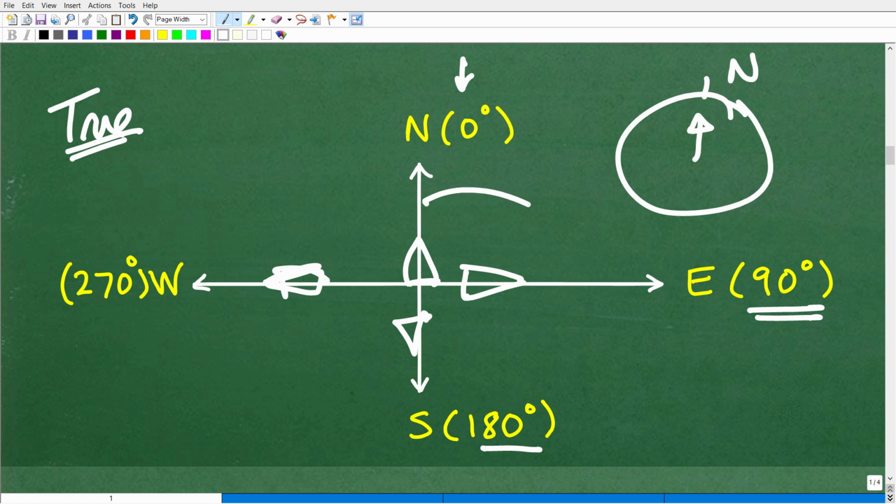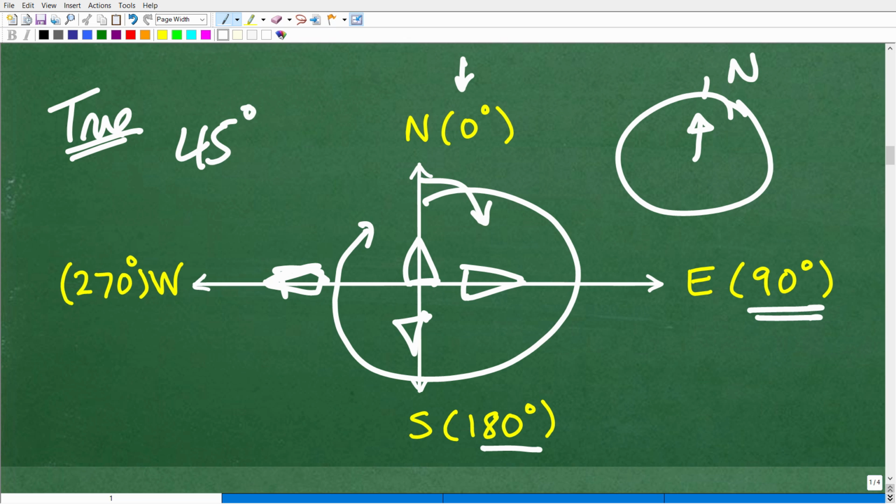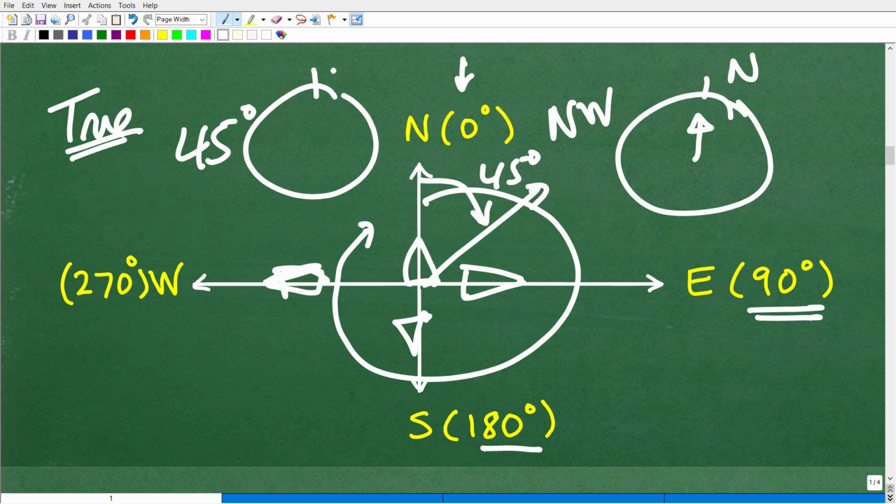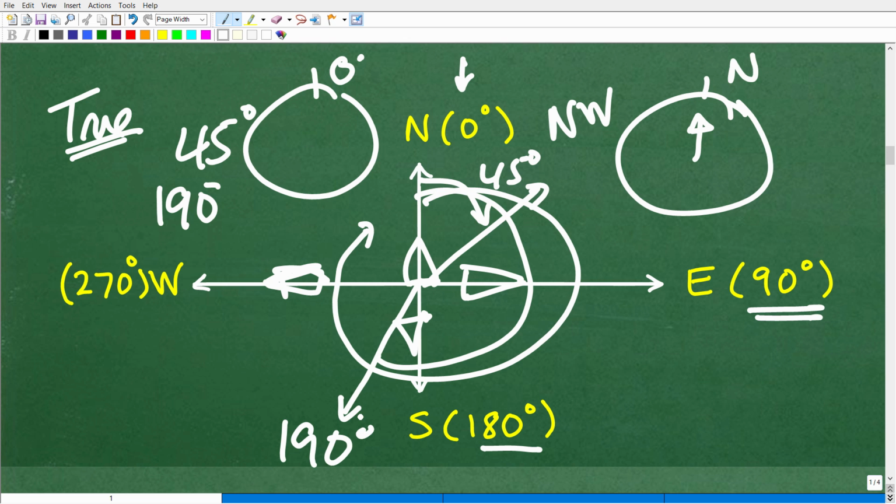So basically, we measure this way on a compass heading. For example, what is 45 degrees? If we're traveling 45 degrees true, we are effectively going northeast, right? So here is our 45 degrees. Now remember, we're starting from the north. On a compass, it does start right up here at north with 0 degrees. So if I was going 190 degrees, let's go 190 degrees. We're going to go this direction right here, 190.